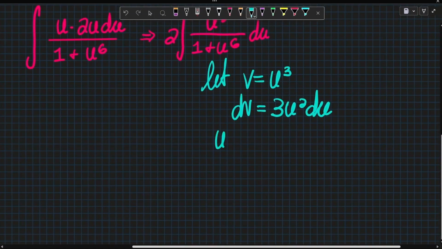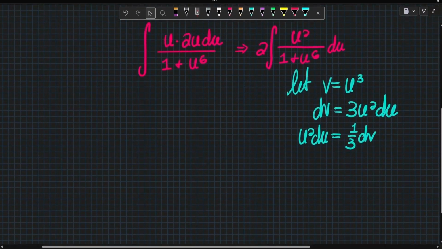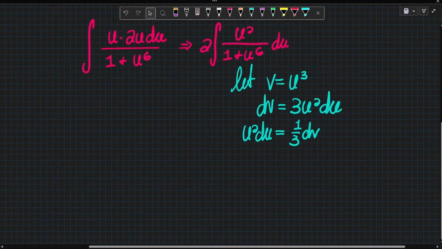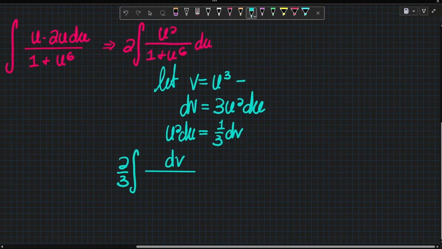So that means u squared du is equal to 1/3 dv. Amazing. So let's make that substitution here. We get instead now 2 over 3 to bring out that constant. U squared gets directly substituted. I get dv here. Now, if v is equal to u squared, then v squared is equal to u to the power of 6.